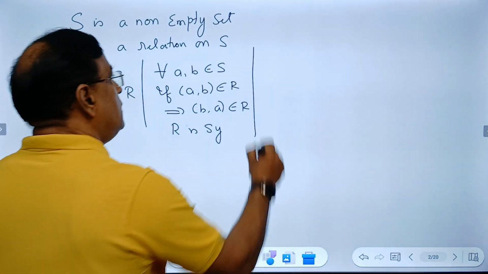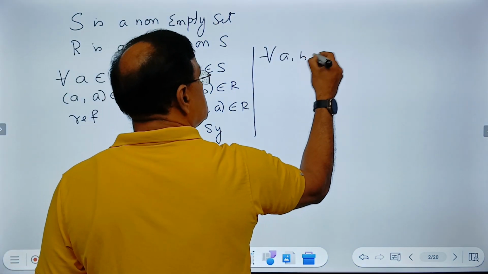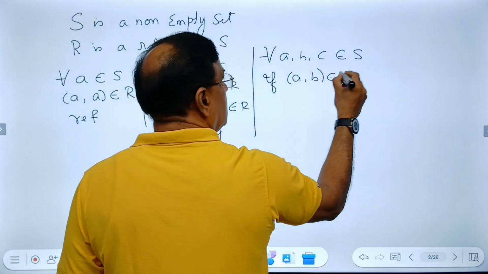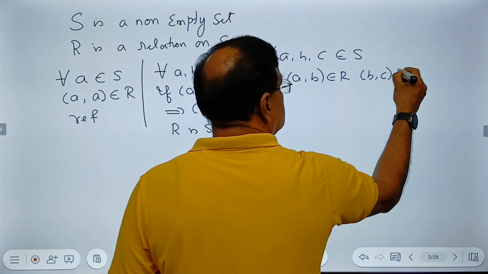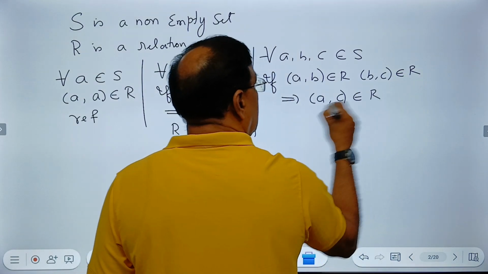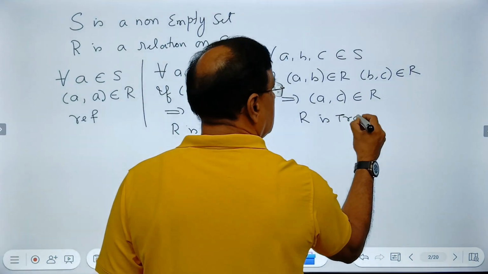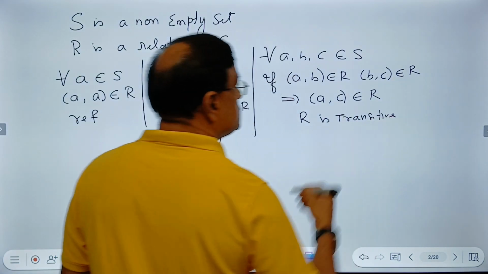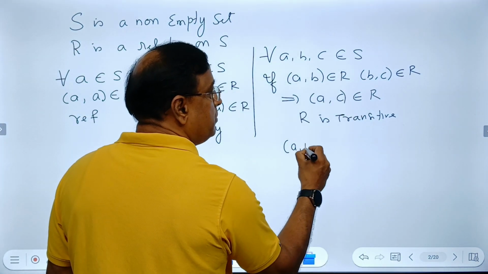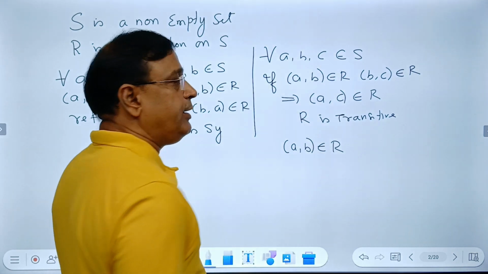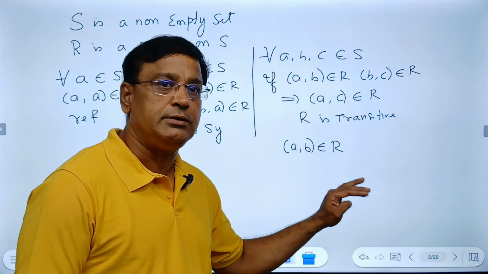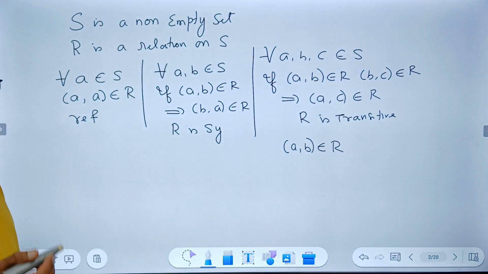And I also said for every A, B, C belongs to S, if A is related to B and B is related to C, and you get A is related to C, then R is transitive. And in the course of the class I also said that if I have (A, B) belongs to R, and I don't have (B, C) belongs to R, if we don't know, still you can say the relation is transitive. Okay. Then we talked about equivalence class.